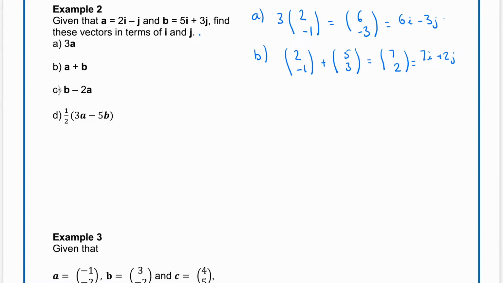Okay, so do you want to try and work out questions C and D? You can pause the video, and when you come back, we'll go through the worked solution.